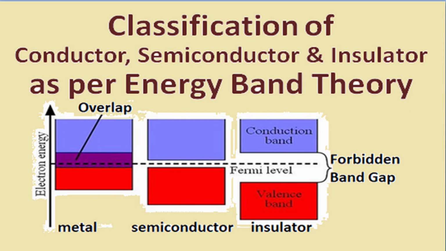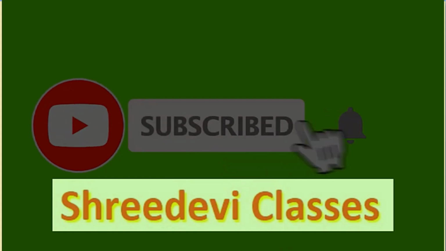Today in our subject electronic devices and circuits, we'll understand energy band theory and explain the classification of material as conductor, semiconductor and insulator as per energy band theory, and we'll explain how the presence of a forbidden gap between valence band and conduction band decides the conductivity property of material. So let's start classification of material as per energy band theory.